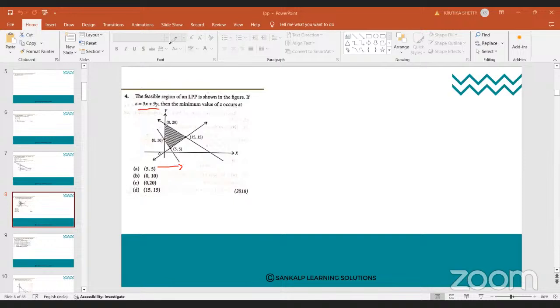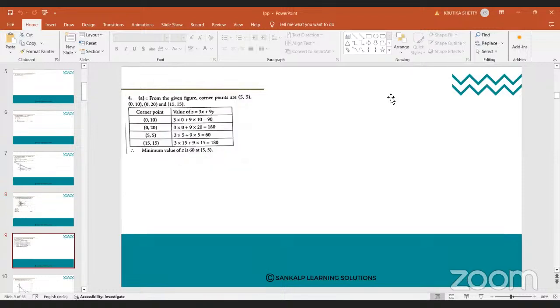Has anybody answered this one? One of you has answered A, another one has answered D. So we will check it. Pay attention. Yes. So the minimum value of Z is 60 at 5, 5. So option A will be the right option. Option A is the right answer.